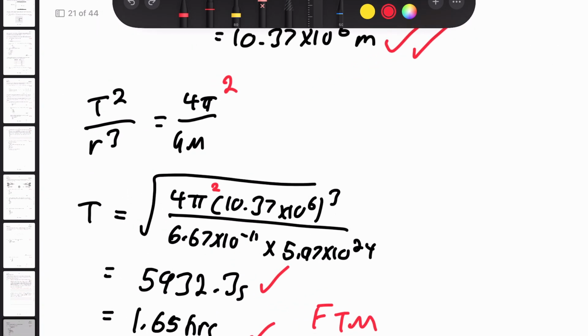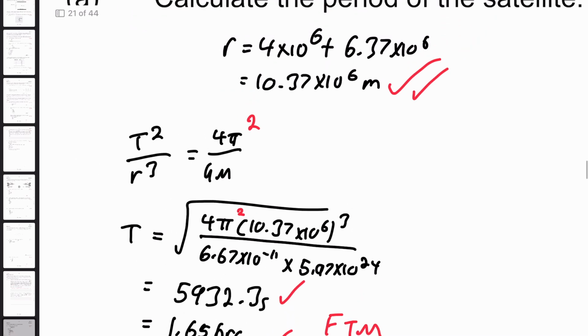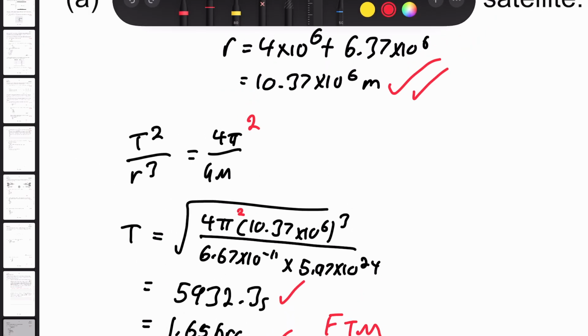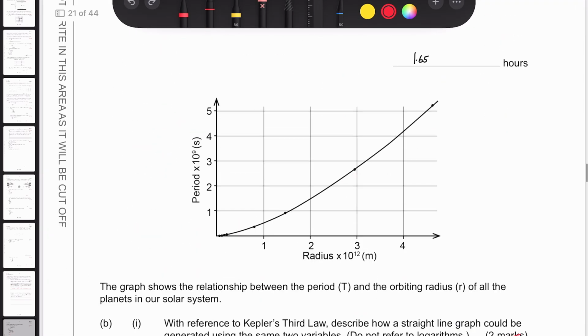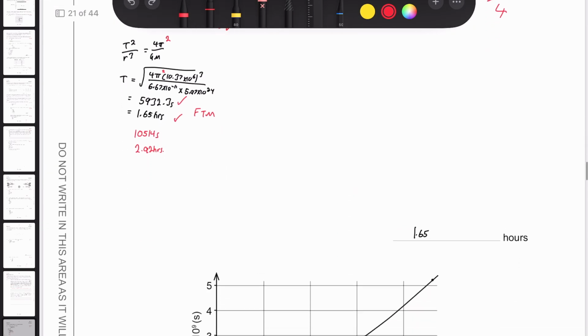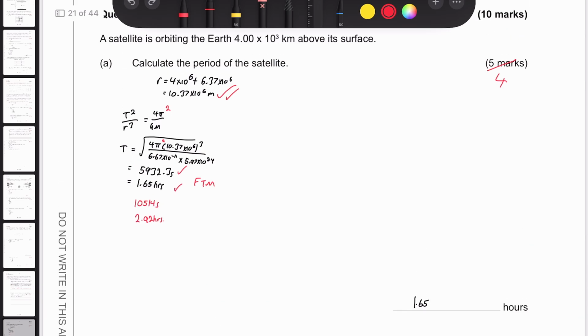Here I lost a mark because of my equations. I didn't square the pi for whatever reason. I think I was looking straight at it on the formula page and I didn't square it, which becomes a problem in the next question too. So that's another mark we lost.